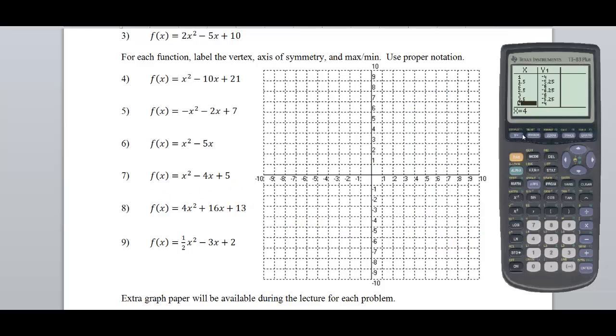So let's go take a look at this on the calculator. Let's type in x squared minus 4x plus 5. And here we go. Yup, my vertex was right at 2.